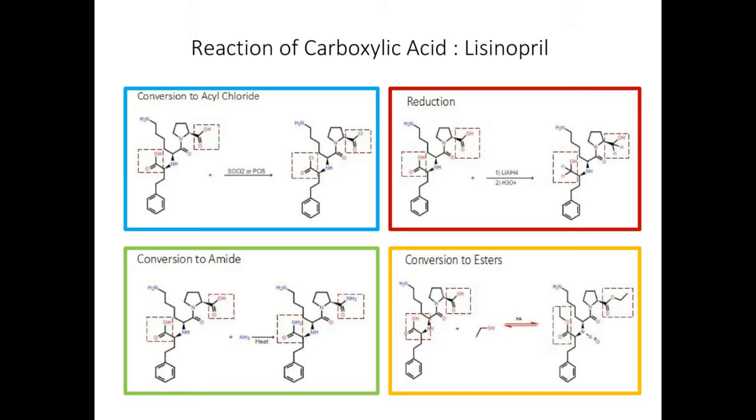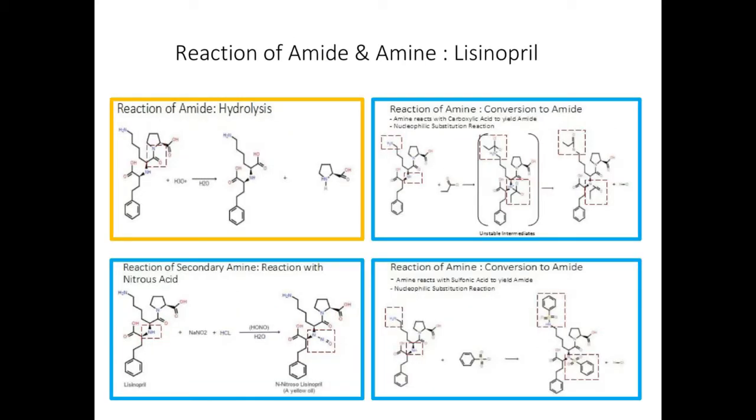In the lisinopril structure, there is a carboxylic acid functional group, which can undergo conversion to acyl chloride when reacted with SOCl2 or PCl5, undergo reduction, undergo conversion to amide, or undergo conversion to ester. For the amide functional group in the lisinopril structure, shown in the yellow box, the reaction of amide is hydrolysis, which causes the cleavage of the bond to produce two products.